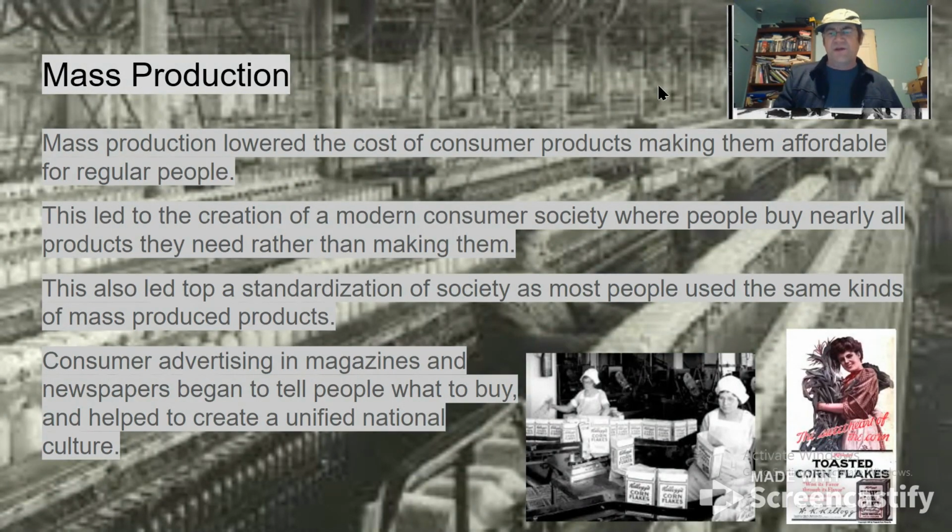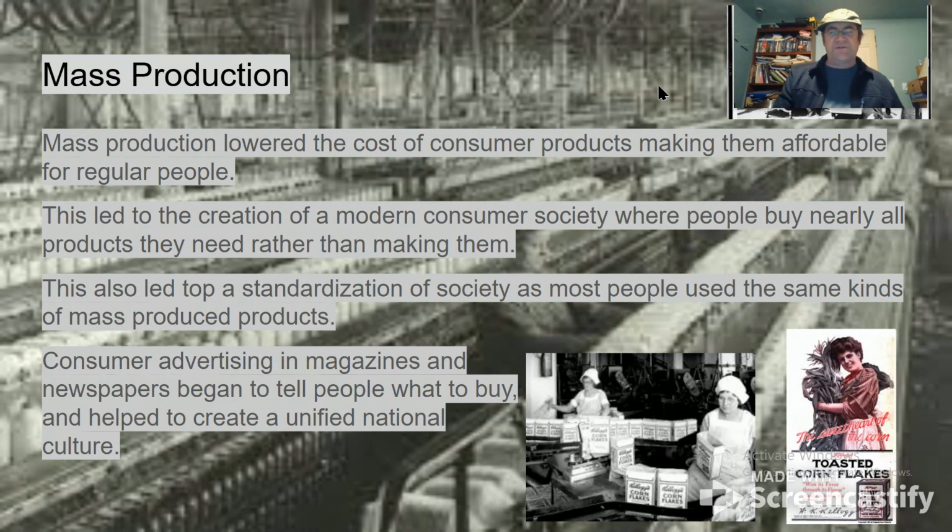This led to the creation of a modern consumer society, where instead of people making the things they needed, people bought all of the products they needed, or nearly all of the products they needed. Think about the kinds of products that you have: clothes, phone, even food. Did you make it or grow it yourself? No, you most likely bought it, and in many cases it came from mass production in a factory.